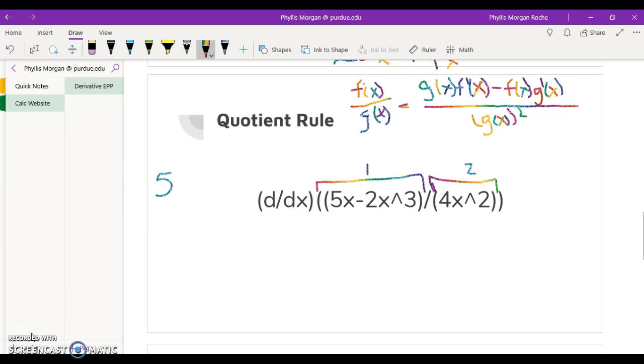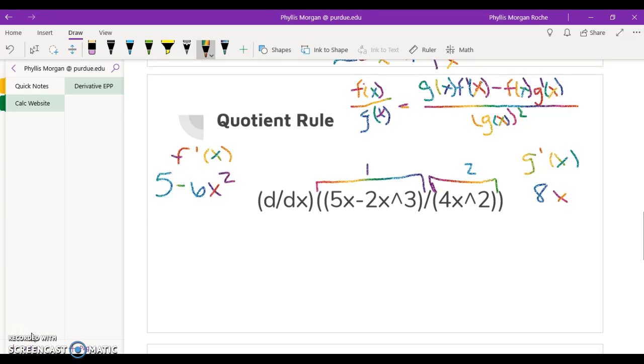So f prime would be 5 minus 6x squared. This is f prime of x. And g prime of x equals 8x.